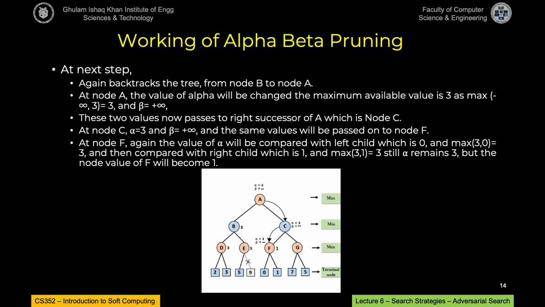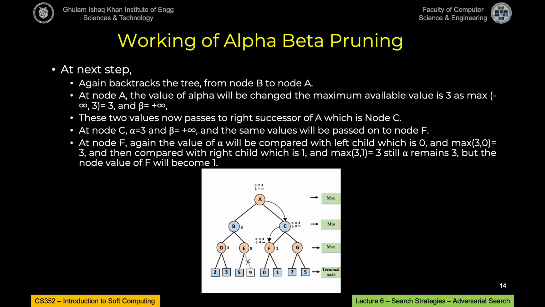The values of alpha and beta will now be passed to the right successor of A, which is node C. At node C, the value of alpha is 3 and the value of beta is positive infinity. The same values are then passed onto node F. Since it's max's turn, node F inherits the values alpha equal to 3 and beta equal to positive infinity.